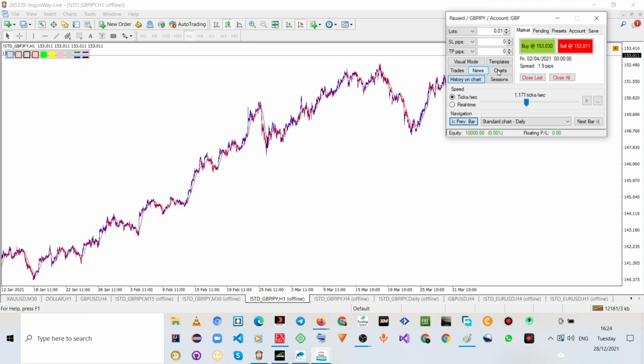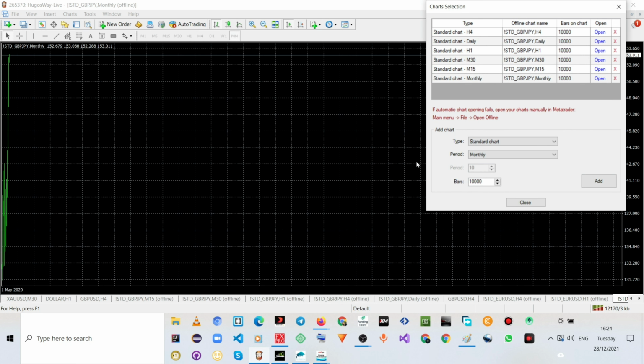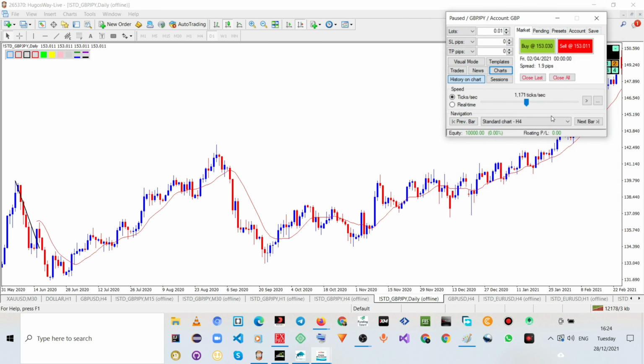Let me just introduce another chart. So I'm also showing you how you could make use of this software right here that I have.